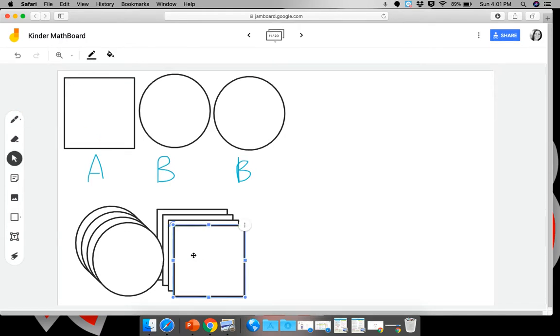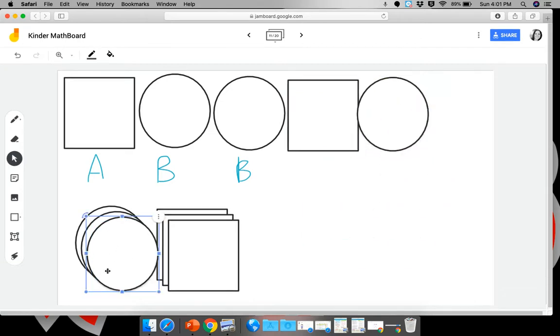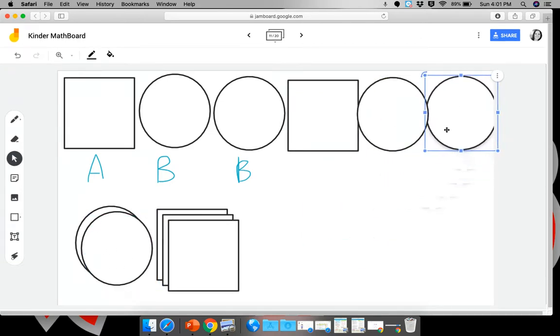So let's keep working on this pattern. Square, circle, circle. Square, circle, circle. Let's read it together. Square, circle, circle. Square, circle, circle.